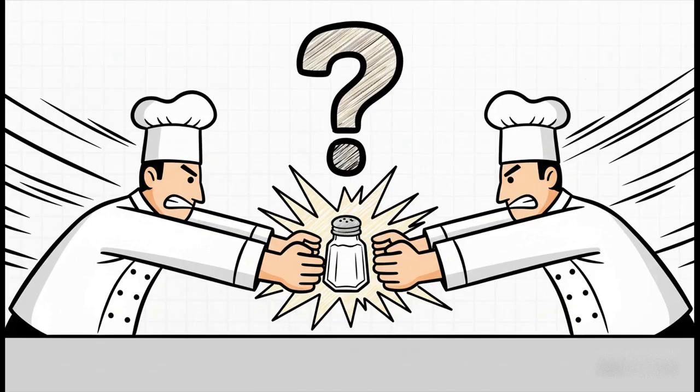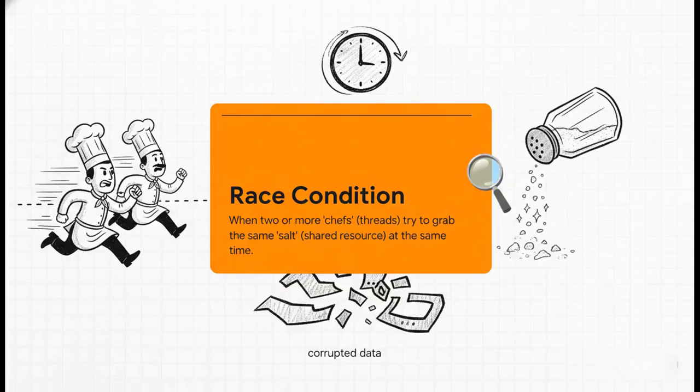You've got conflict. And in the world of computer science, this exact problem has a name. It's called a race condition. It's when multiple threads are all racing to use or change the same shared thing, like that salt or a piece of memory, and the final outcome is totally unpredictable depending on who wins the race. This can cause all sorts of bugs and corrupted data in a program.